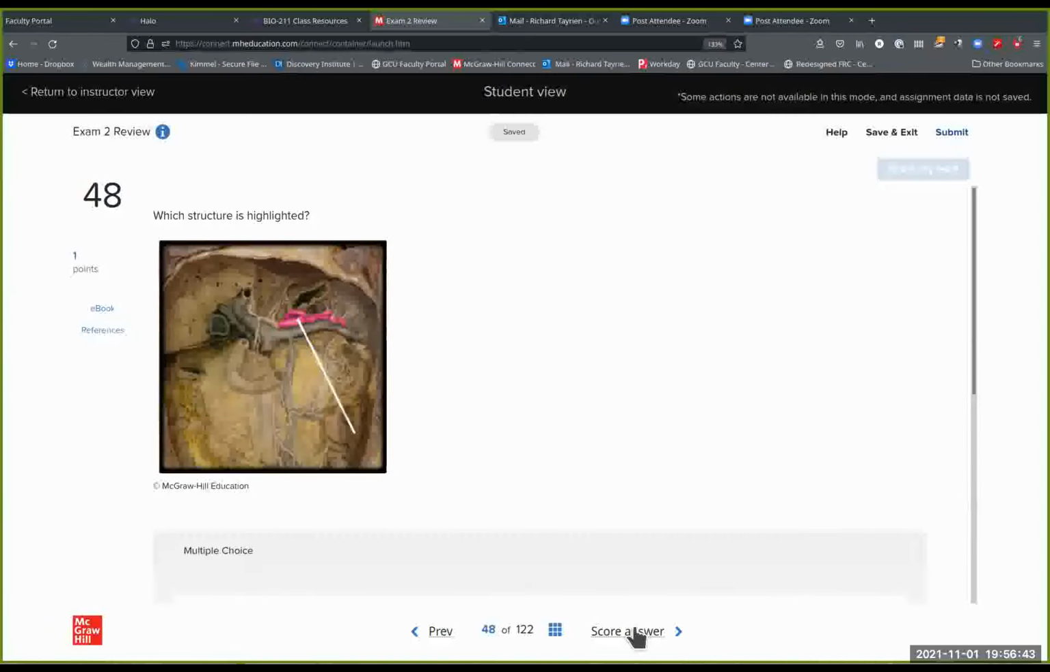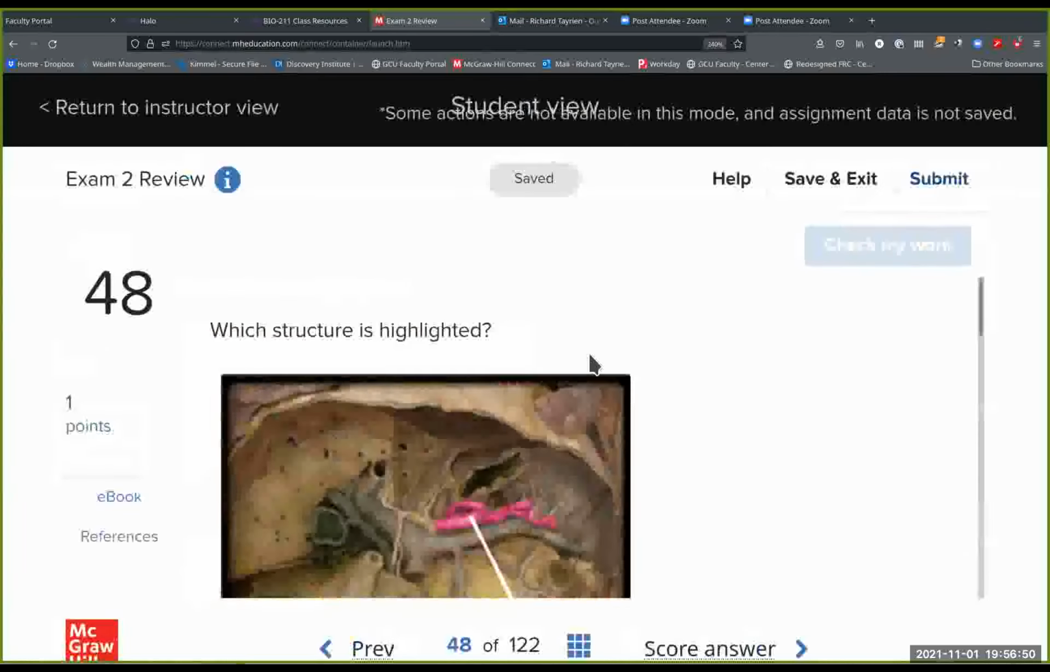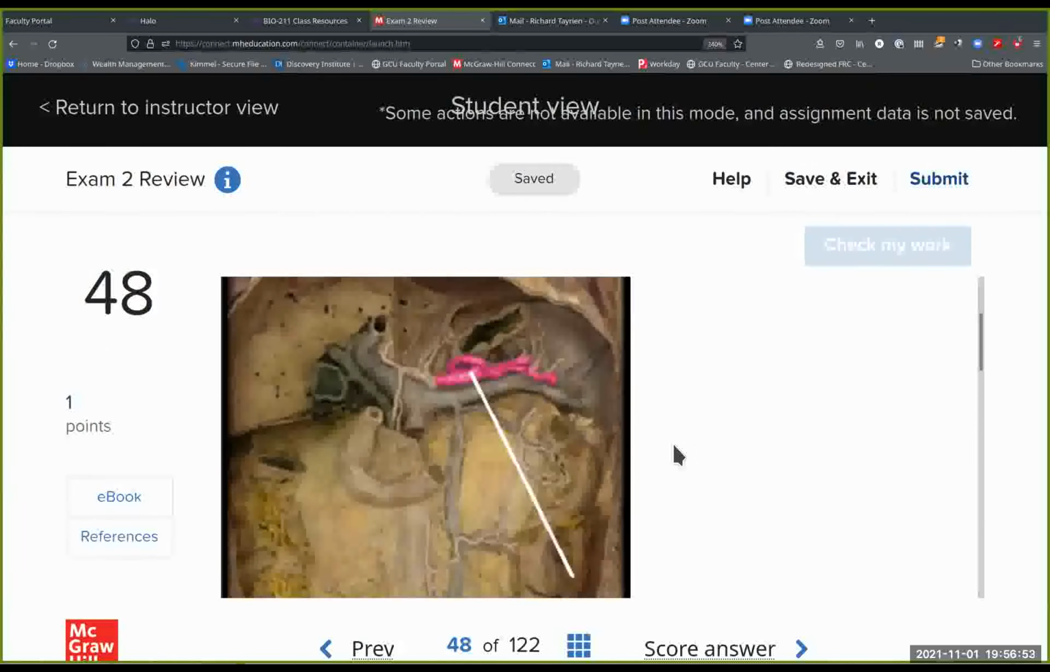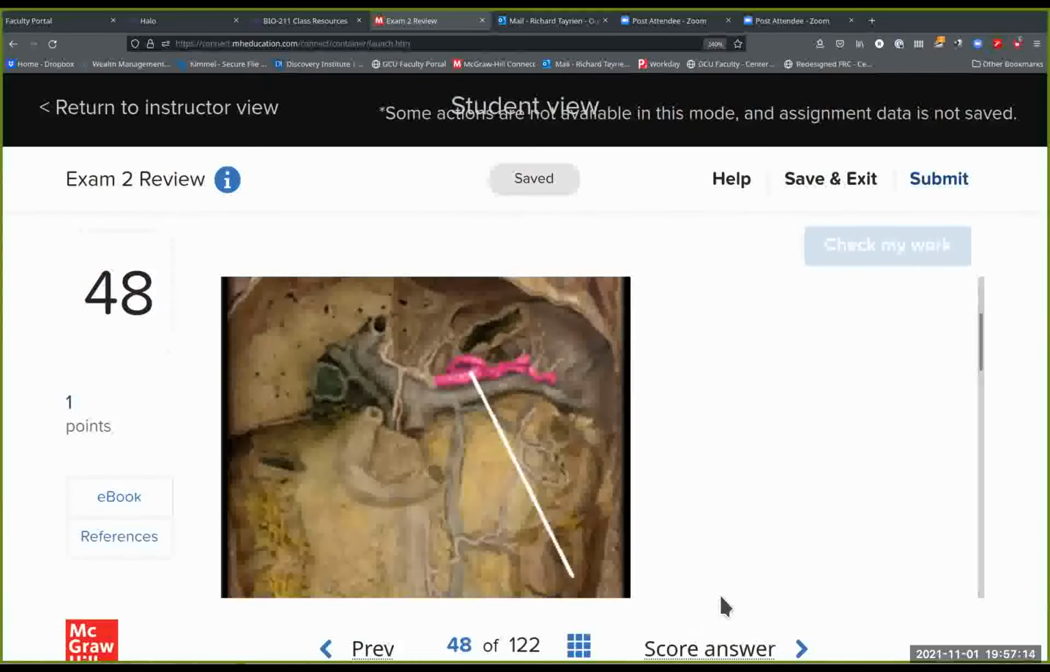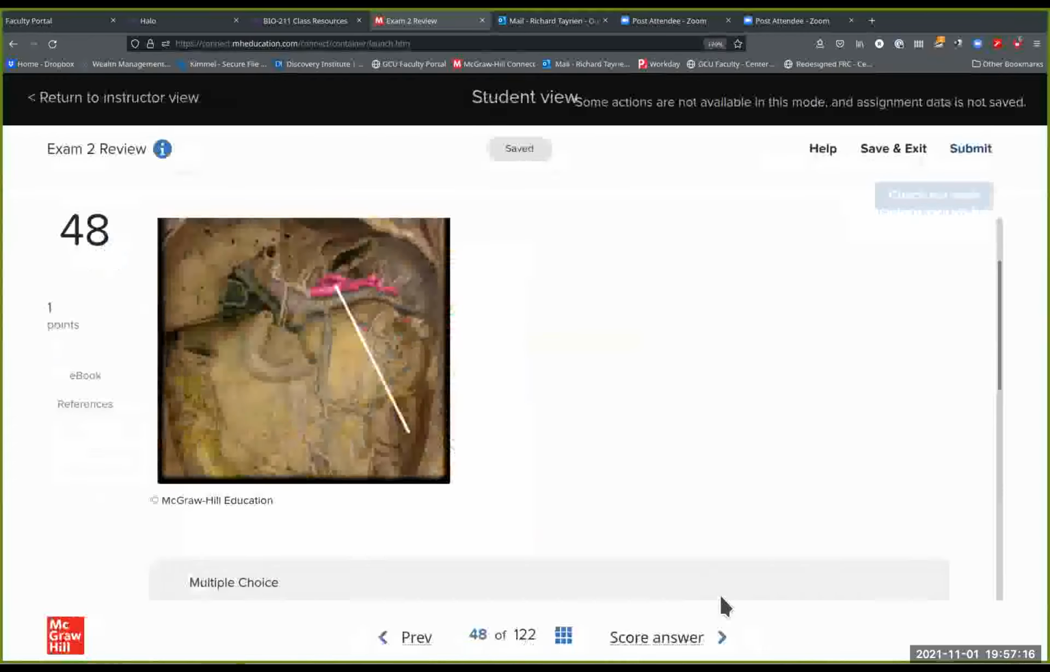Okay, so which structure is highlighted? It's another one of these confusing highlighted pictures. Looks like an artery. And I think, any guesses? I think this is the celiac trunk and this is coming off. So I'm thinking that would make that the splenic artery. Any other suggestions or thoughts?